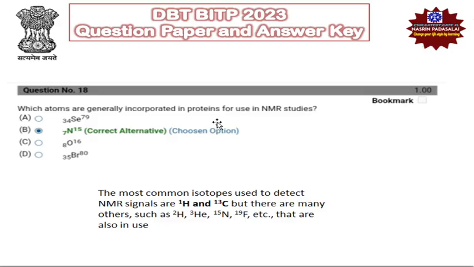Next, which isotopes or which atoms are generally incorporated into protein for use in NMR study? So the most commonly used isotopes for detecting NMR signal include H1, C13, but there are many other isotopes like deuterium, helium-3, nitrogen-15, fluorine-19. Okay, so nitrogen, fluorine, helium, hydrogen, carbon are generally used, and the isotopes of those atoms are generally employed for detecting the signal in NMR study. So the correct answer for this question is nitrogen.